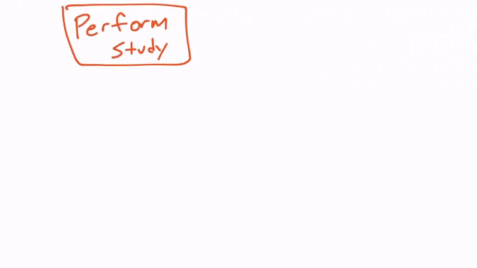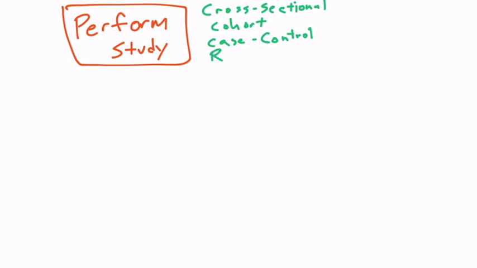So first, a study is designed and performed. And you get tested on this aspect by understanding how various study designs are performed and what information they offer. For example, cross-sectional studies, cohort studies, case control studies, and randomized controlled trials.